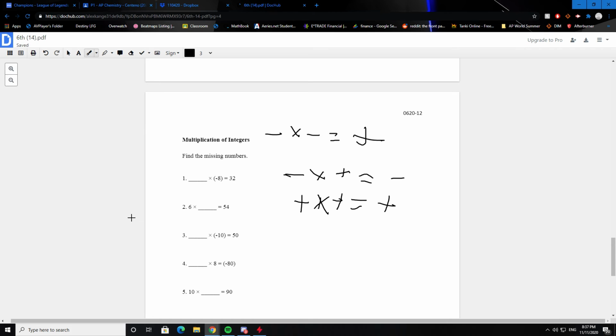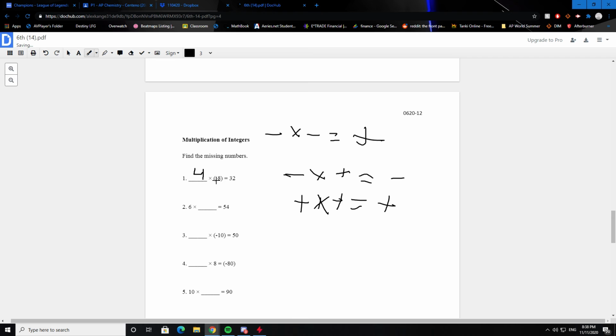So let's just do number 1 real quick. Something times -8 equals 32. So ignore the negative first and we just solve the problem. What times 8 will equal 32? It's going to be 4, right? Yeah, 4. 4 times 8 is 32. So you would just write 4 for now.